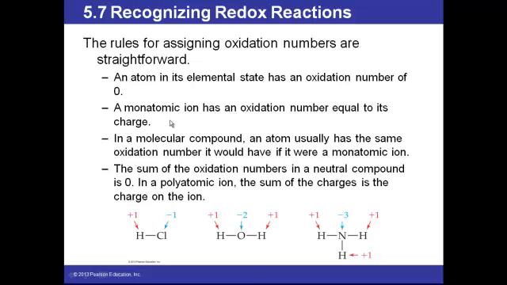A monoatomic ion has an oxidation number equal to its charge. So if we have a calcium ion, the oxidation number would be equal to 2+. If we have a molecular compound or a covalent compound, an atom usually has the same oxidation number that it would have if it were a monoatomic ion. The only time that's going to differ is when you have things that are dramatically different in their polarity. So in our example of carbon, when it's bonded to oxygen, it can alter its oxidation state to accommodate the oxygen molecule.